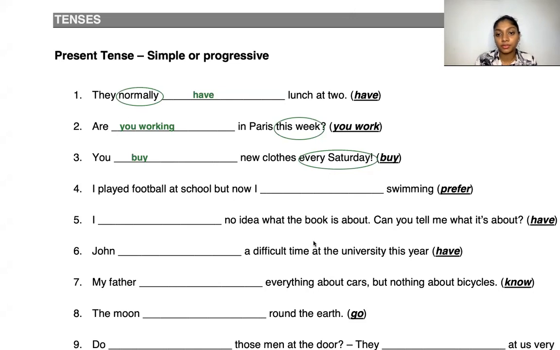What about number 4? I played football at school, but now I prefer swimming. What is the answer? I prefer. I prefer swimming. I played football at school, but now I prefer swimming.